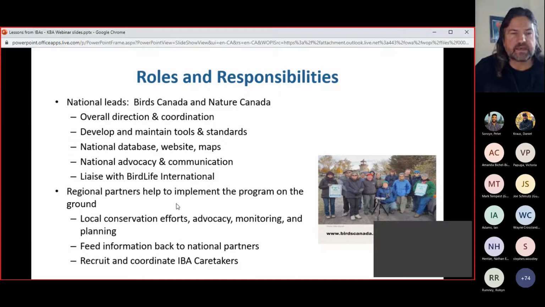And if we go down to the very bottom level, or the very base of the pyramid, are the caretaker groups that are passionate about sites and really do the hard work of the monitoring and advocacy and work on the ground. And the photo on the right is a picture of one of our caretaker groups at one of our sites that I'll talk about a bit more.